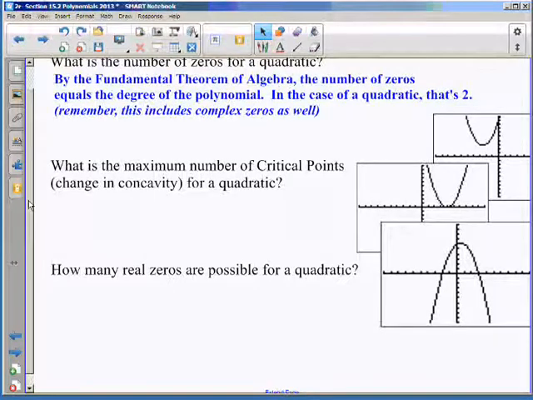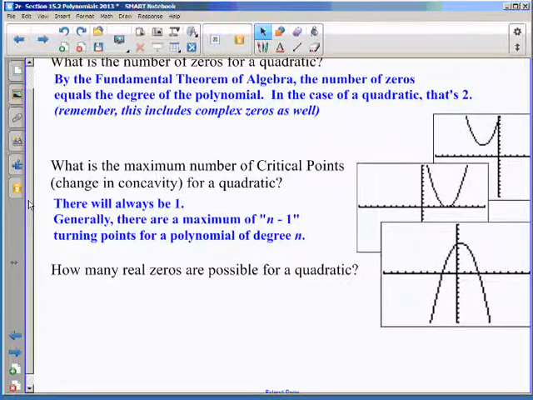What's the maximum number of critical points, or changes in concavity, for a quadratic? And remember, that's where the graph may turn completely from increasing to decreasing, or even how it changes from a faster to a slower rate. Those are inflection points. There will always be one turning point for a quadratic, and generally there are a maximum of n minus 1, n being the degree, turning points for a polynomial.